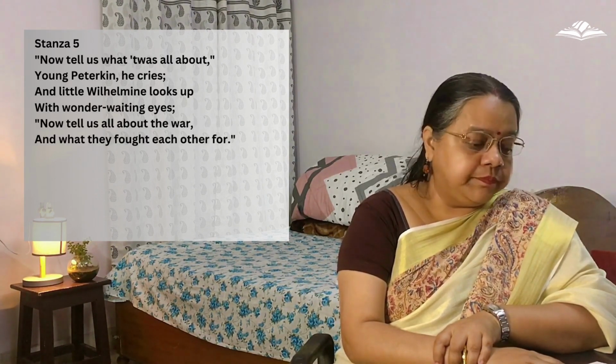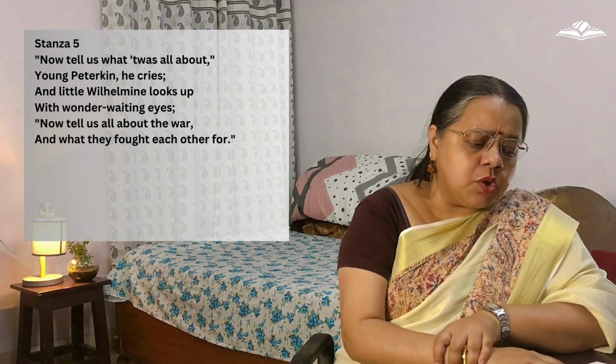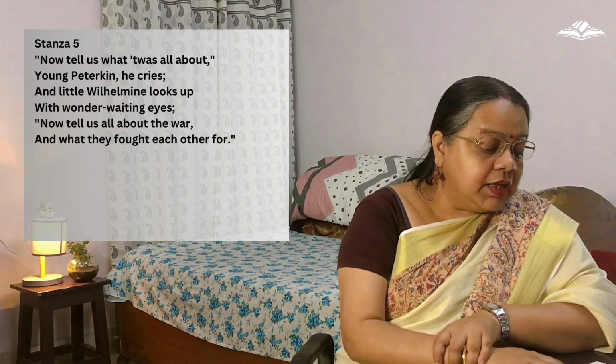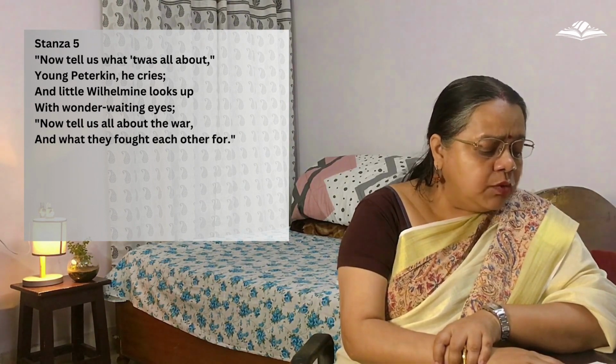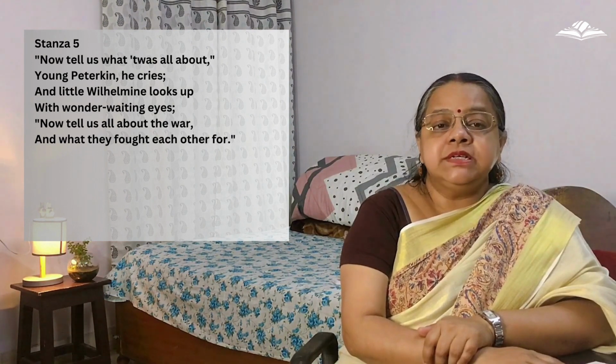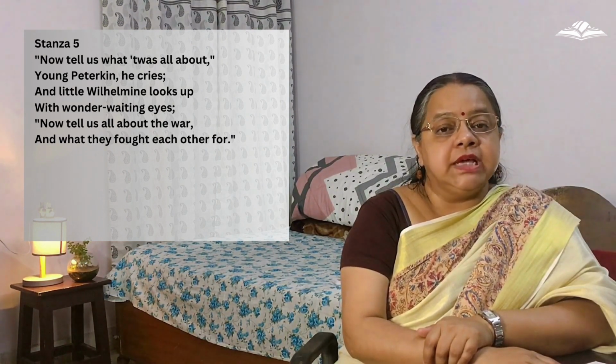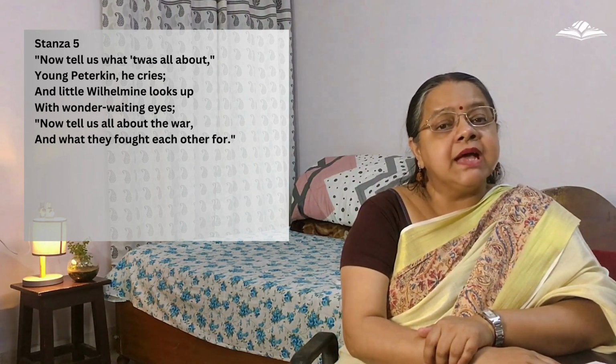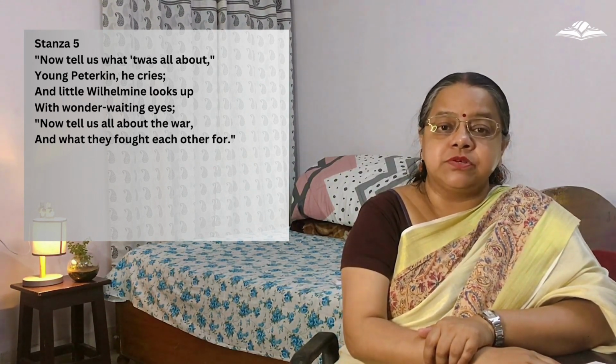Stanza 5. Now tell us what it's all about. Young Peterkin, he cries, and little Wilhelmine looks up with wonder-waiting eyes. Now tell us all about the war and what they fought each other for. Young Peterkin asked his grandfather to tell him the purpose of the war, while little Wilhelmine looked up at her grandfather with anticipation.